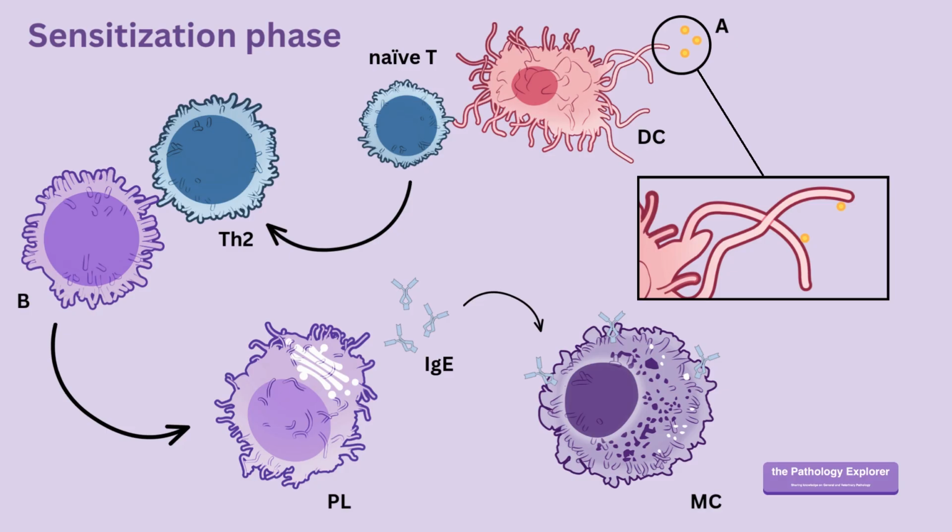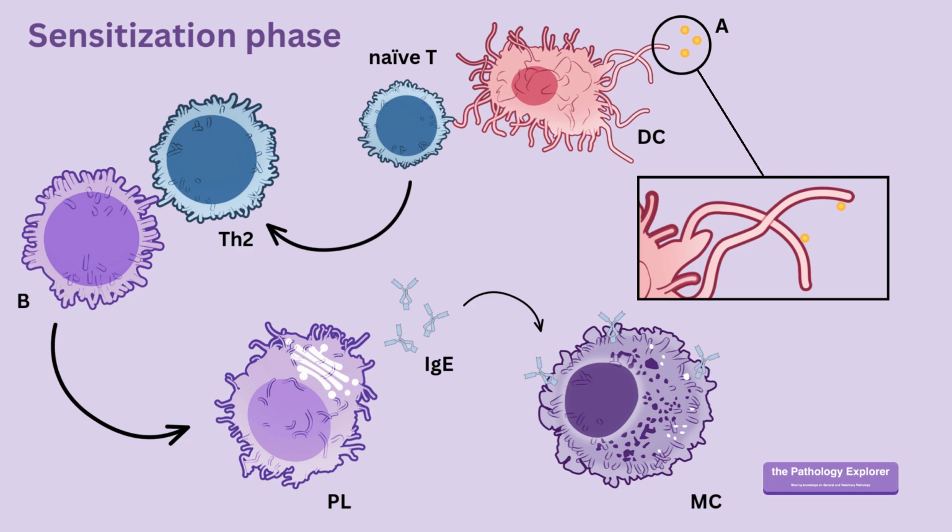The activated Th2 cells express CD40 ligand and secrete critical cytokines like IL-4, which signals B cells to undergo class switching and start producing IgE antibodies, and IL-5, which helps recruit and activate eosinophils. In response, the B cells mature into plasma cells that secrete IgE antibodies specific to the original antigen.